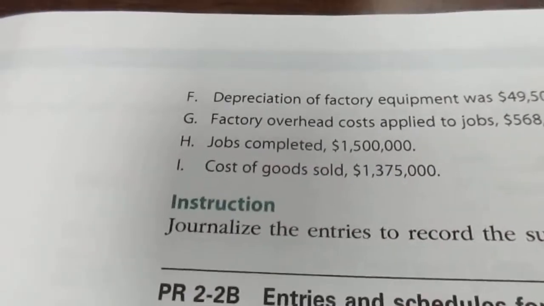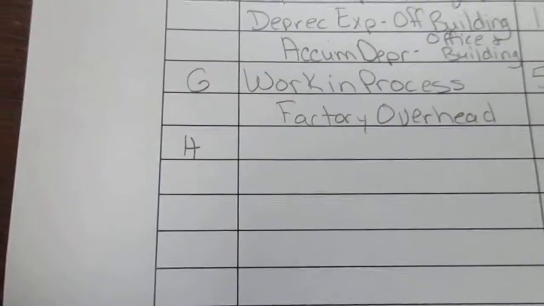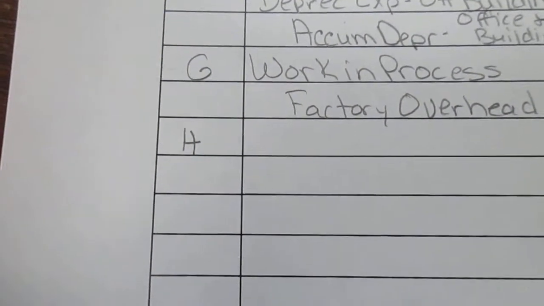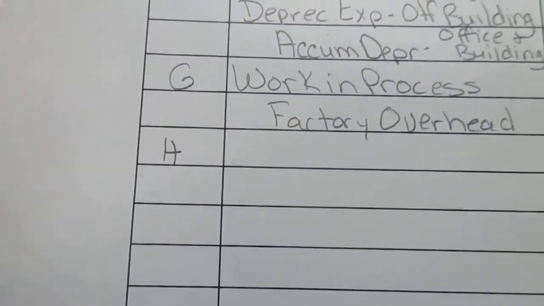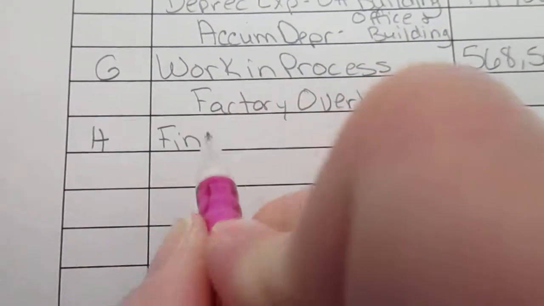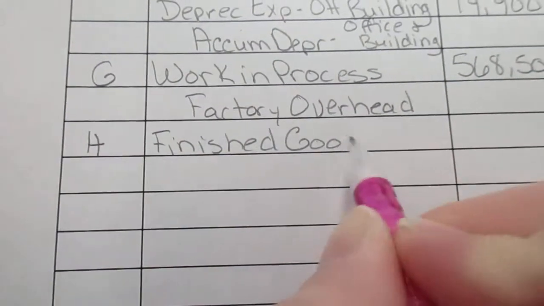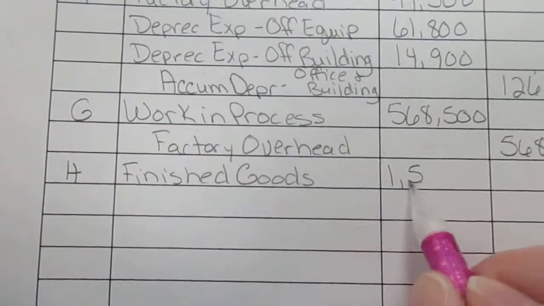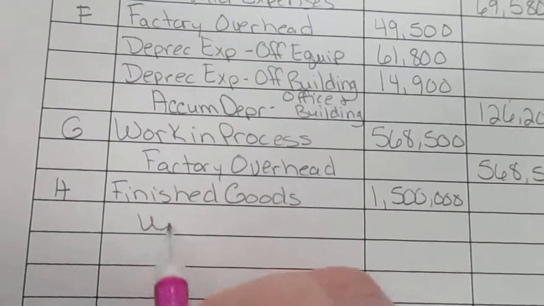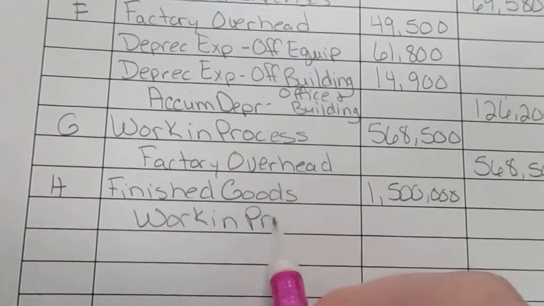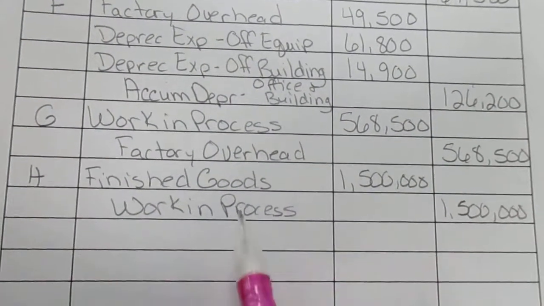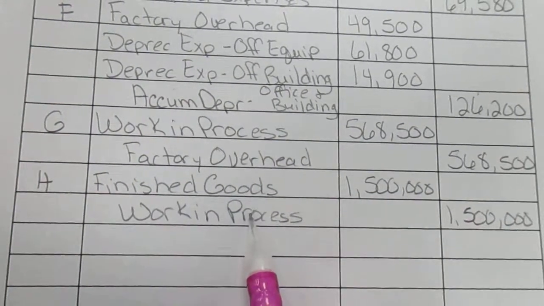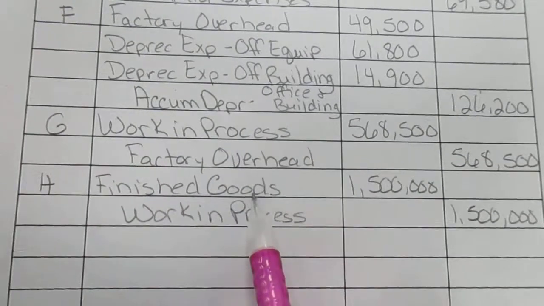Letter H tells us that we have jobs completed for $1,500,000. So what that means is we have $1,500,000 worth of costs that are moving from our work in process into our finished goods. They're no longer things that are being made, they're things that have been made. Okay? So we're going to debit our finished goods for the $1,500,000. And we're going to credit work in process for the $1,500,000. Just to show that it's no longer in process, it is now finished. So we've taken it out of the work in process account and put it into the finished goods account.